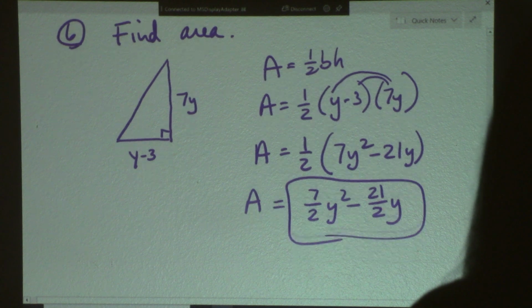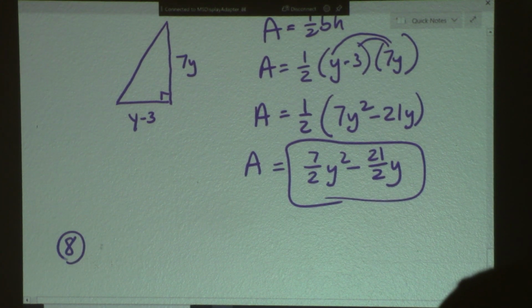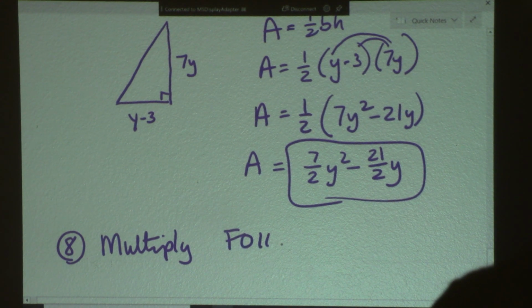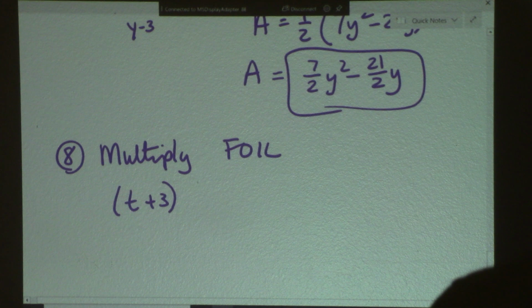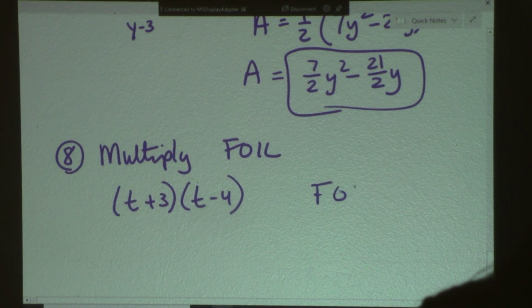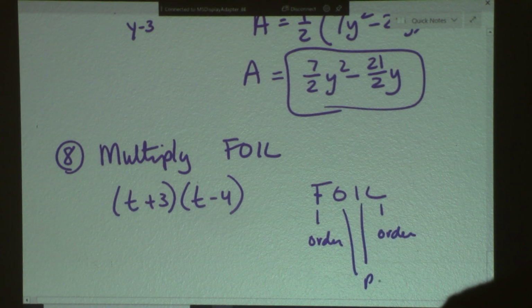Okay, we're going to do 2 more. We're going to practice multiplying binomials using FOIL. And we're going to factor. Okay, the last 2 things. So we've got t plus 3 and t minus 4. All right, so FOIL is first, outside, inside, last, remember? So if I'm looking at first and last, those are order, right? And inside, outside is position.